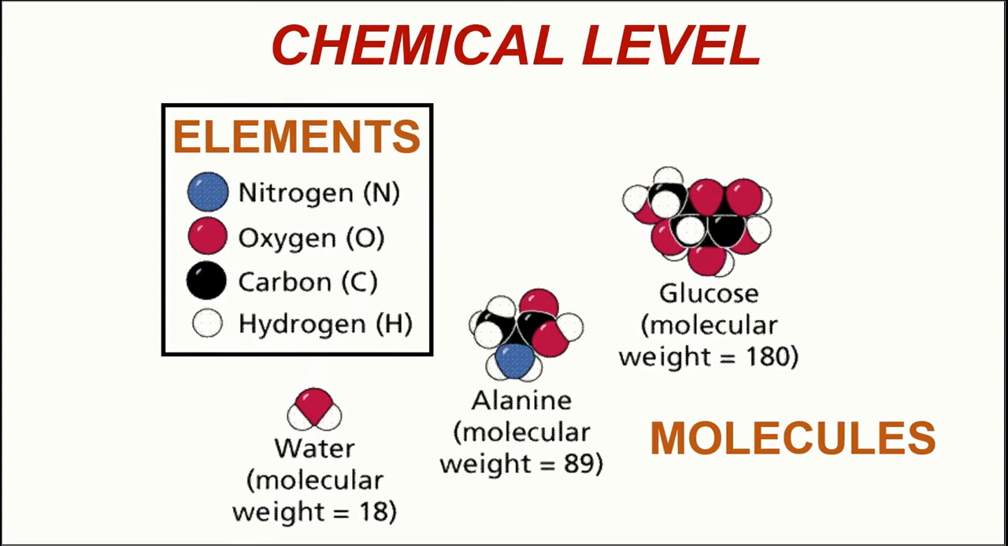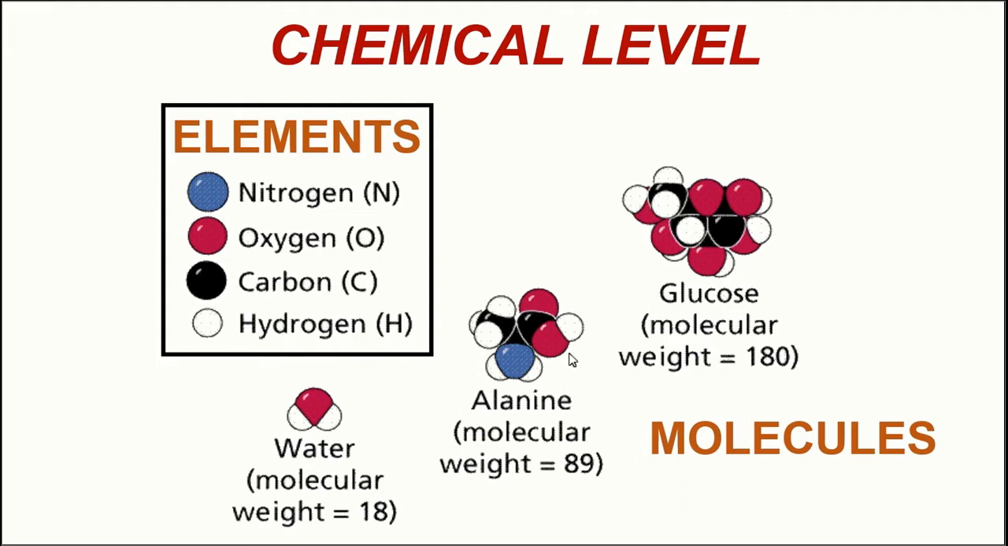So the chemical level, as we mentioned previously, is the simplest level of structural organization. And within the chemical level, we have elements and molecules. Now, elements are things like you see here, these 4 that you see here: nitrogen, oxygen, carbon, and hydrogen. And these elements are arranged in different ways to form molecules. Now, molecules are things like water, which is 2 hydrogens and 1 oxygen.